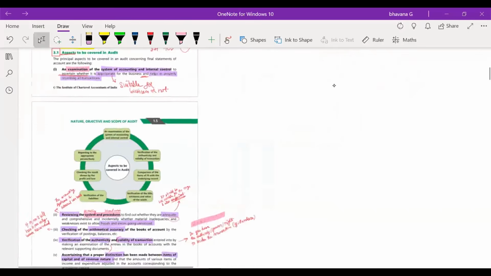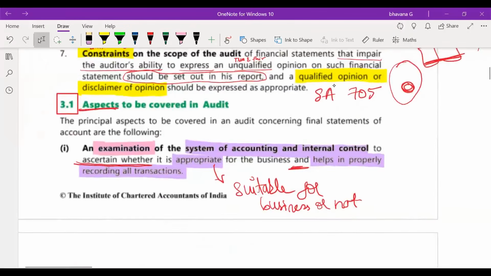Okay. So now we are going to move on a little. Next, they tell you aspects to be covered in audit. Where did we read the word aspects? Where did we read this word aspects here? Aspects to be covered in audit. Can you tell me fast? I need everybody to answer. Where did we read the word aspects to be covered in audit? First point, very good, Nandita.